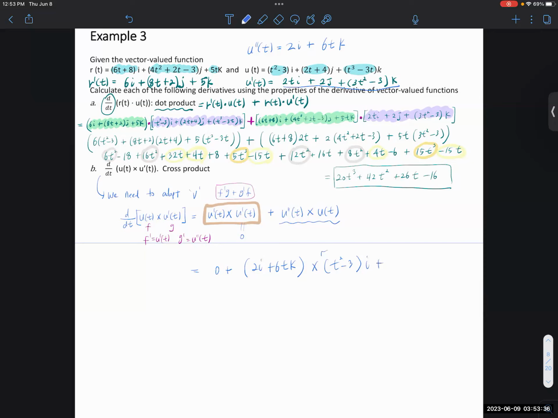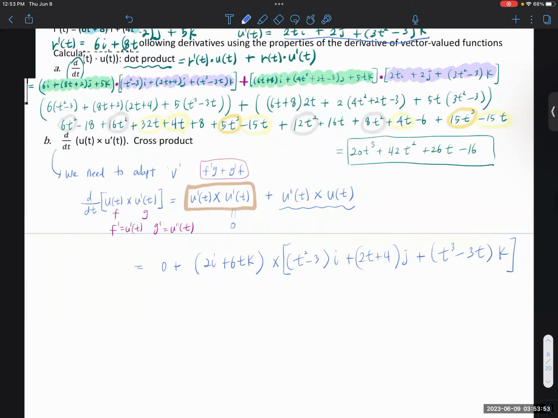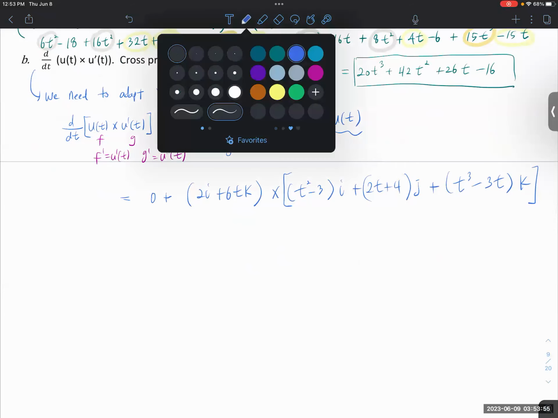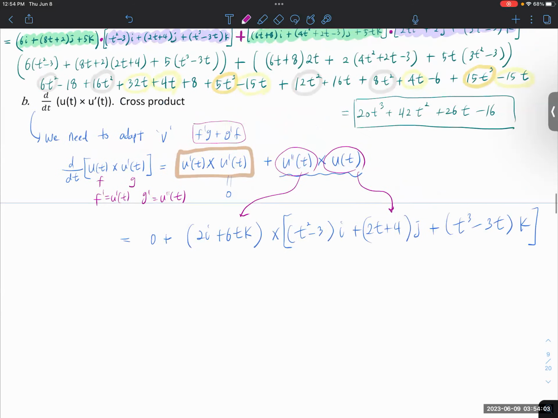So this is 2t plus 4j plus, let me minimize it, plus t to the third minus 3tk. Are you following? So this is going to be u double prime. This is u prime. And we know this is a 0. So you need to take a look at it.